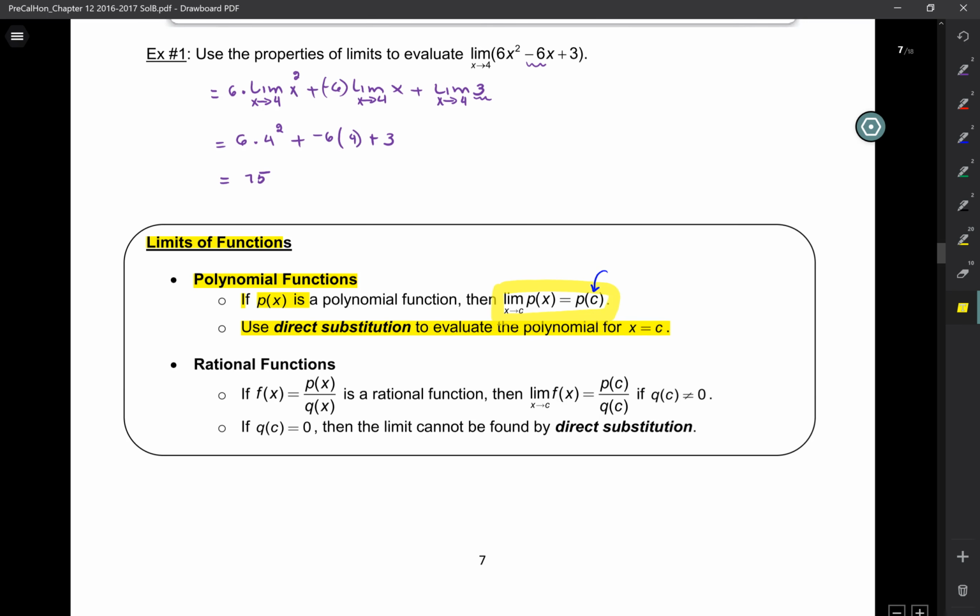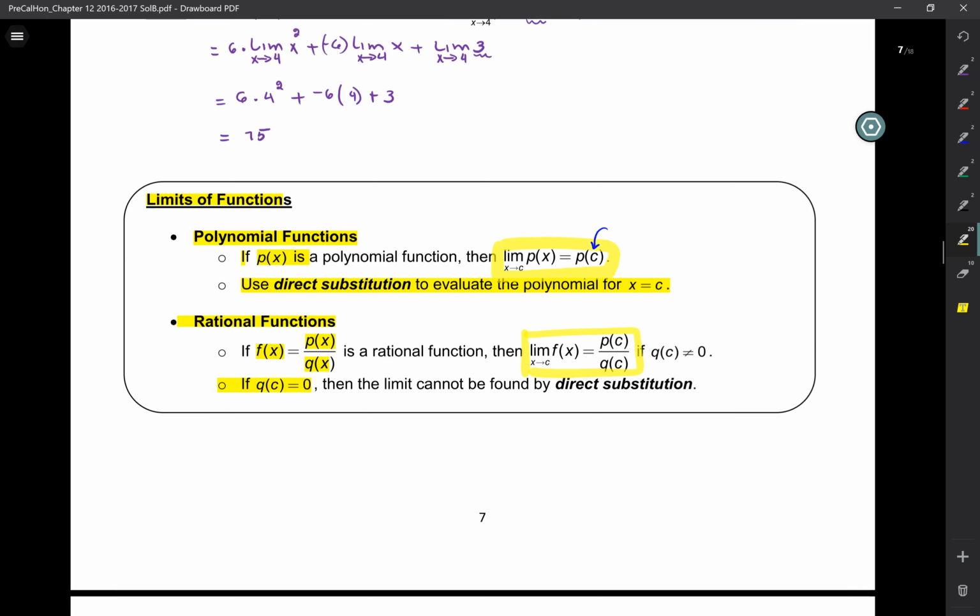Now, what if you have rational functions? Then you pretty much do the same thing. If f of x is p of x over q of x, then the limit as x approaches c is p of c over q of c. So basically, you plug c into the numerator and you plug c into the denominator. But what's the one condition that must hold? What's the one situation where it doesn't work? c can be 0. It just can't make the denominator 0. Right. q of c can never be 0.